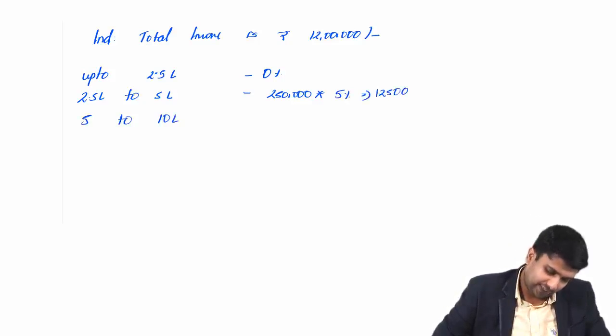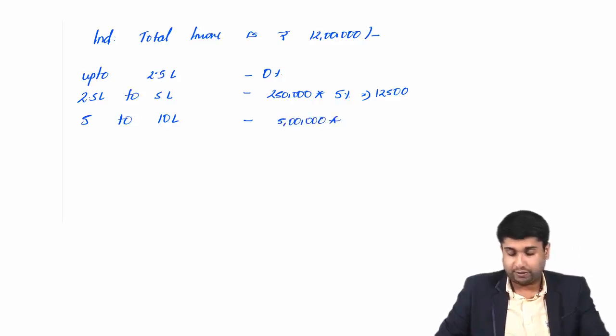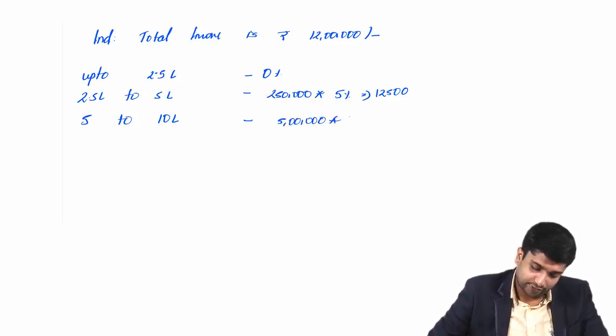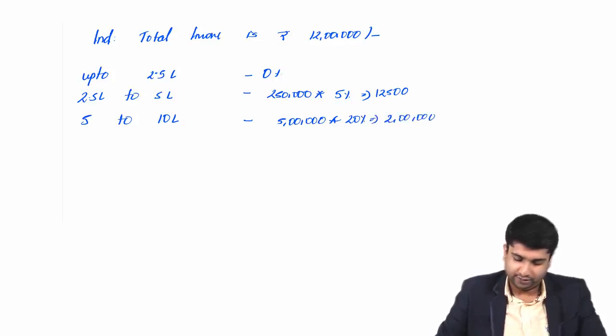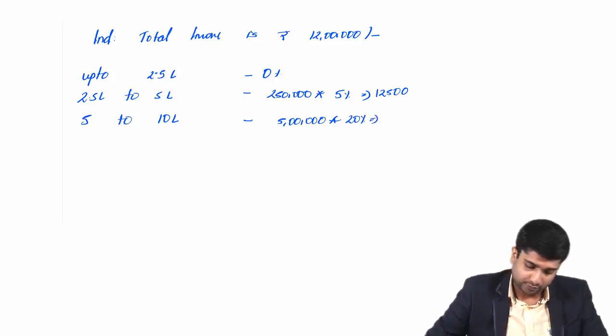Then from 5 to 10 lakh, there is an income of 5 lakh rupees, right? From 5 to 10, my total income is 12, so I have more than 10, right? So on that 5 lakh, 20% is the rate of tax. That is 20% on 5 lakhs, right? So not 2 lakhs, it is 1 lakh.